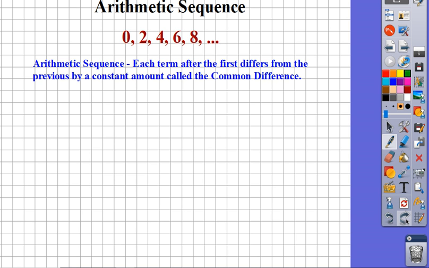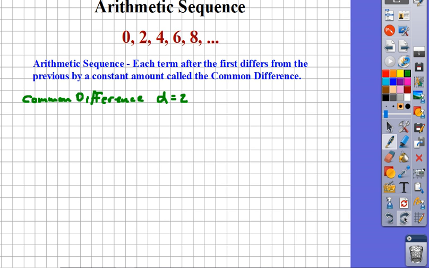Well, in an arithmetic sequence, each term after the first term differs from the previous term by a constant amount called the common difference. So notice up here with this arithmetic sequence, 0, 2, 4, 6, 8, and so on, we keep adding 2. 0 plus 2 is 2, 2 plus 2 is 4, 4 plus 2 is 6, 6 plus 2 is 8. So we keep adding 2. And that's that common difference we were just talking about. The common difference we're going to call the letter d. And in this case, d is 2.